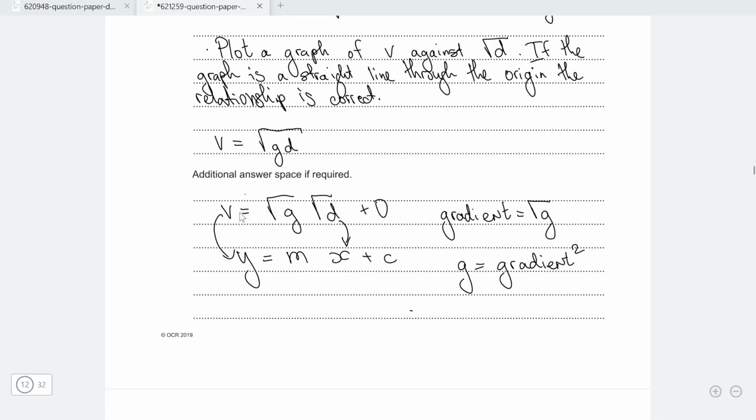Well, we can easily compare V is equal to root GD to y is equal to mx plus c. If root D is on the x-axis and the speed V is on the y-axis, then the gradient is equal to root G, which means that we can easily find the gravitational acceleration by squaring our gradient.